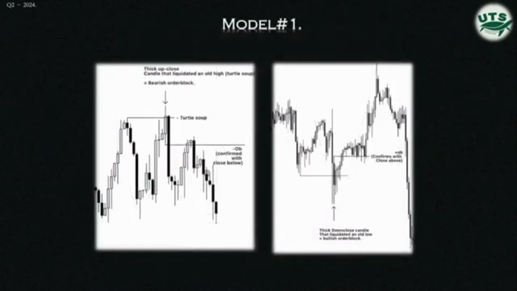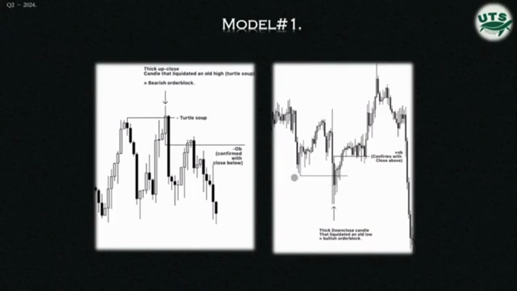Here's a chart example. A thick up close candle that liquidated an old high. High, low, old high, thick, heavy, high volume, up close candle. As soon as you close below this, you can look here as a point of interest to sell. And then, of course, you can sell a continuation over here.